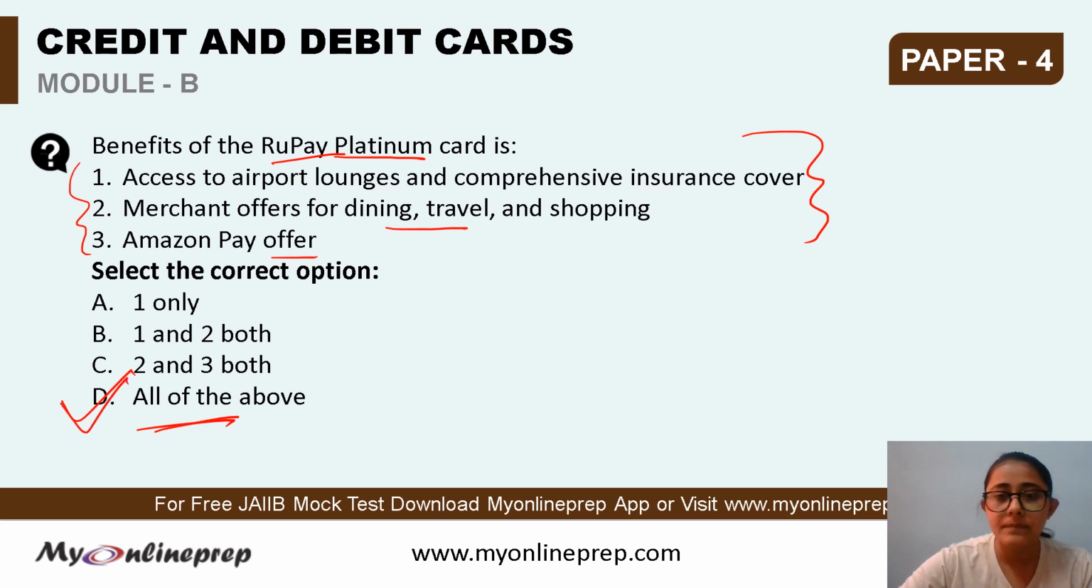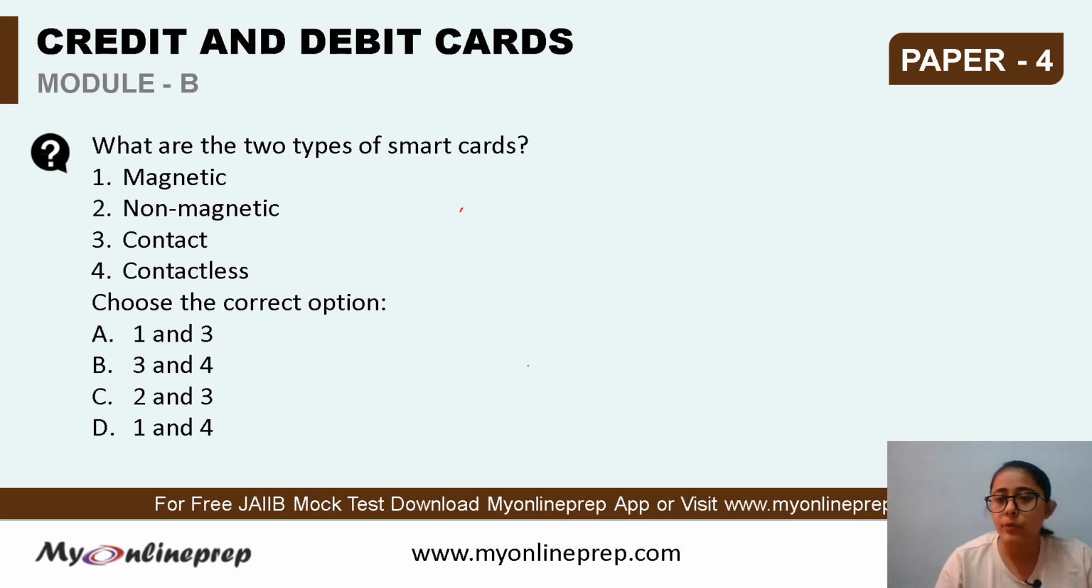Okay, next question. The question says, what are the two types of smart cards? Again, it is a statement based question. The statements are magnetic, non-magnetic, contact and contactless. And the given options are 1 and 3, 3 and 4, 2 and 3 and 1 and 4.